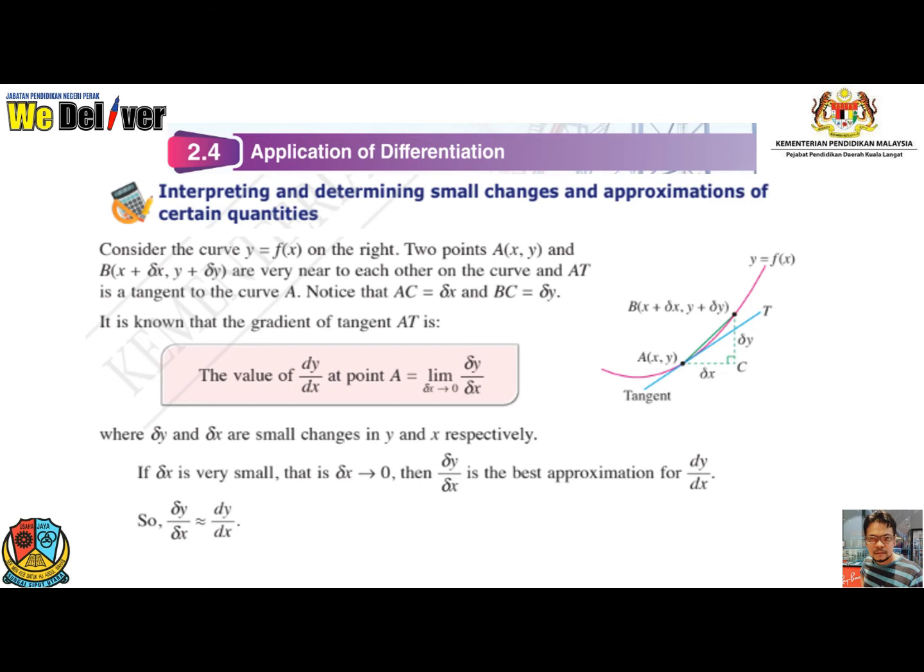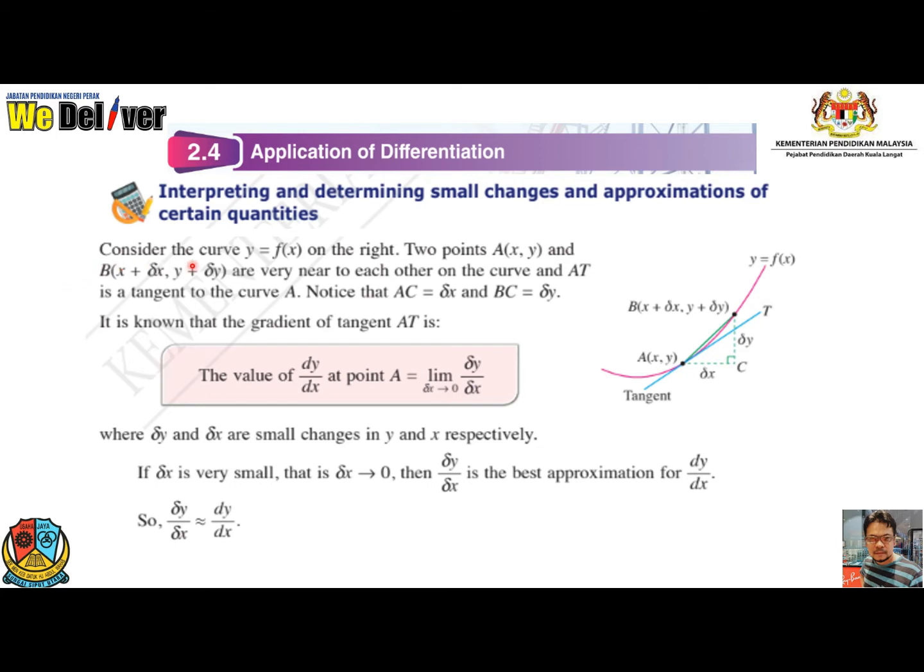Hello everybody. In this video we are going to interpret and determine small changes and approximation of certain quantities. You may refer to the Additional Mathematics Form 5 textbook on pages 70 to 73.